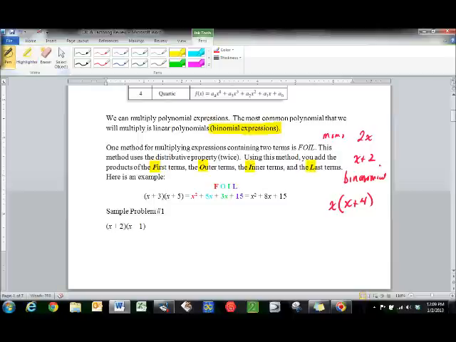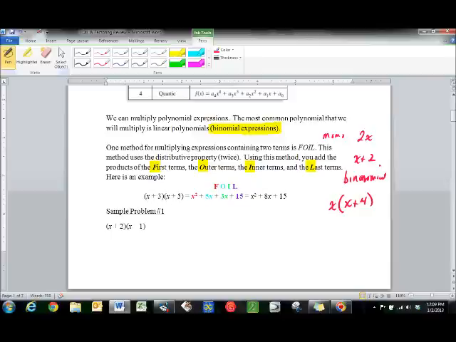Now, this is convenient when you're multiplying two binomial expressions, but it does not work for anything bigger than that. So if you're multiplying a monomial times a binomial, it's just a distributive process. If you're multiplying something bigger, it's still the distributive process, but it's convenient for us to use the FOIL terminology when we're multiplying two binomials.